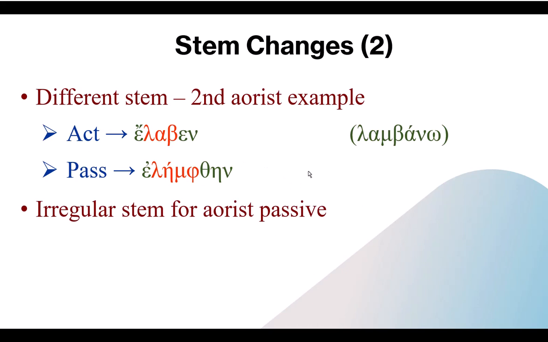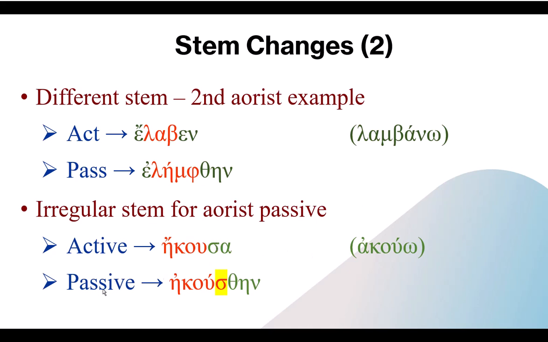There's also some irregular stems for the aorist passive. So for example, we have akouo, I hear. Akousa would be I heard. For the passive, we have akousthane. So interestingly, this sigma hangs around, and then we have the normal first aorist passive ending, the the plus the secondary active ending. So we can tell this is akouo, but that sigma just jumps in there, and we just have to deal with it.